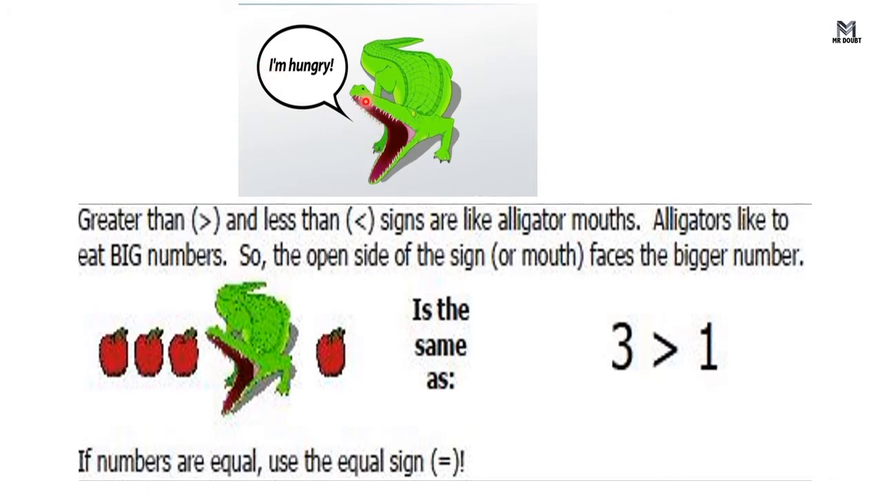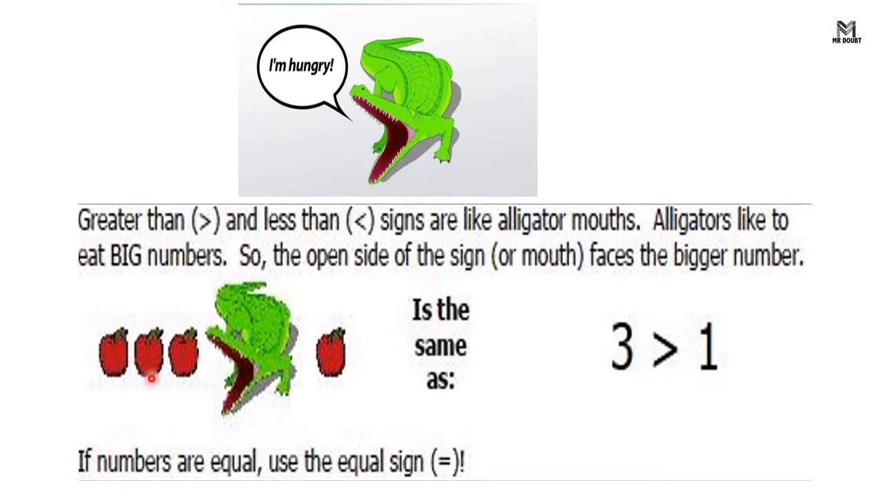Once upon a time, there was an alligator who was very hungry. And that hungry alligator had a habit of eating big numbers. Okay, it used to eat only big numbers. It used to open its mouth only when it saw big numbers. So, greater than and less than signs are like alligator mouths. Alligators like to eat big numbers. So the open side of the sign faces the bigger number.